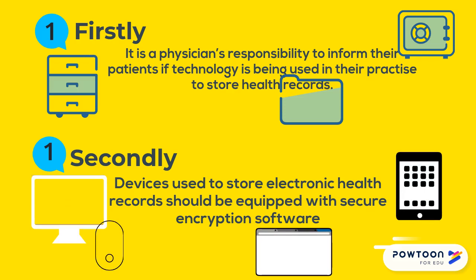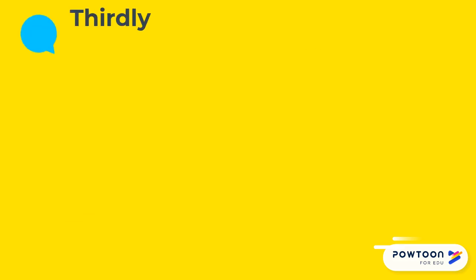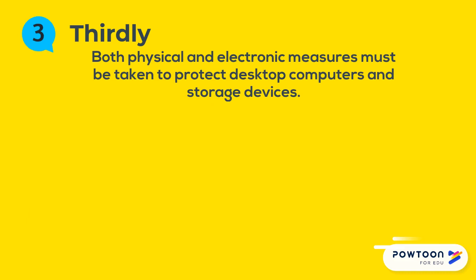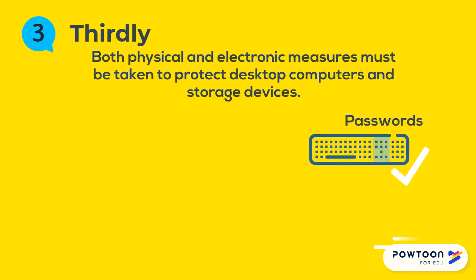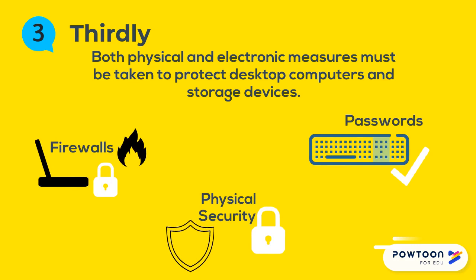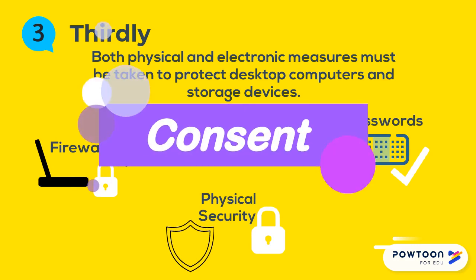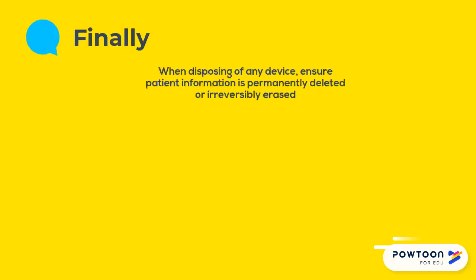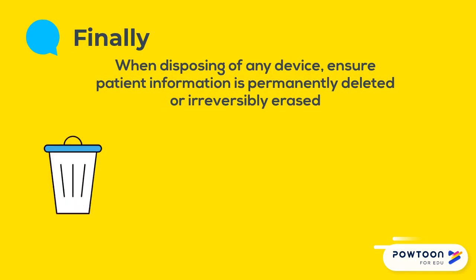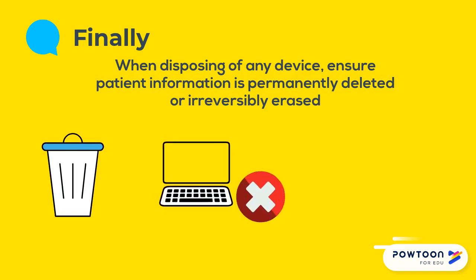Encryption is a great way to protect electronic health information and is a valuable risk management tool. Thirdly, both physical and electronic measures must be taken to protect desktop computers and storage devices such as USBs. Some examples of how to do this include strong passwords, firewalls, and physical security. Also, physicians sharing patient records must inform and seek the patient's permission before they distribute them. Finally, when disposing of any device, ensure patient information is permanently deleted or irreversibly erased. Following these simple procedures can make a remarkable difference regarding electronic health record safety.